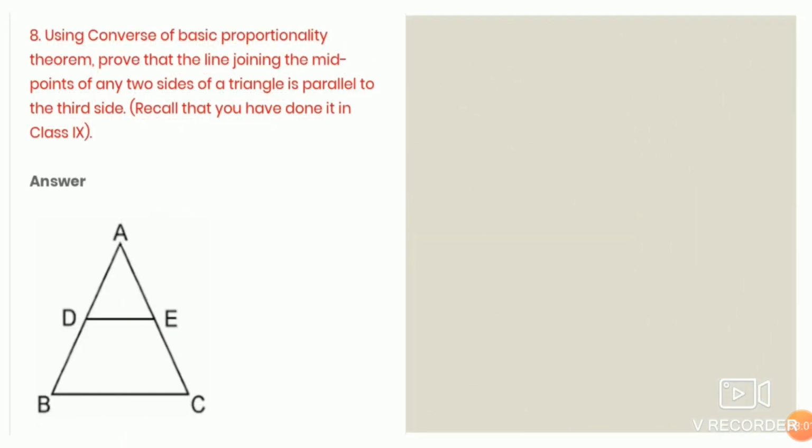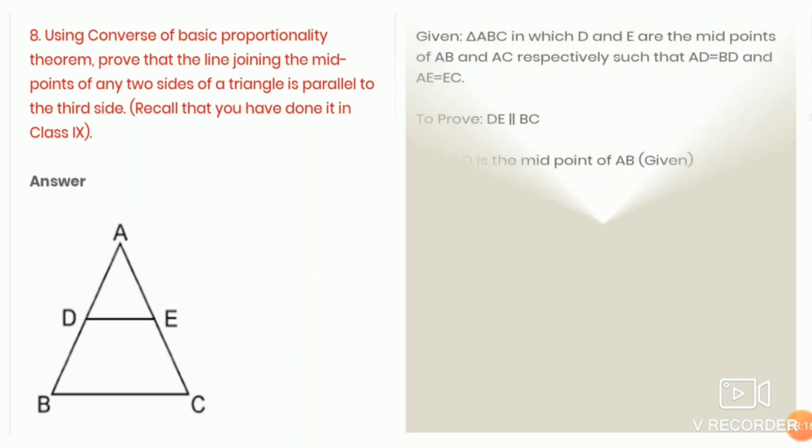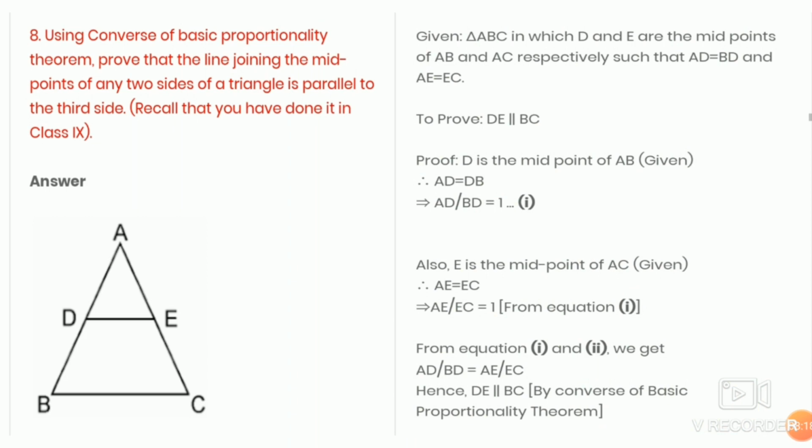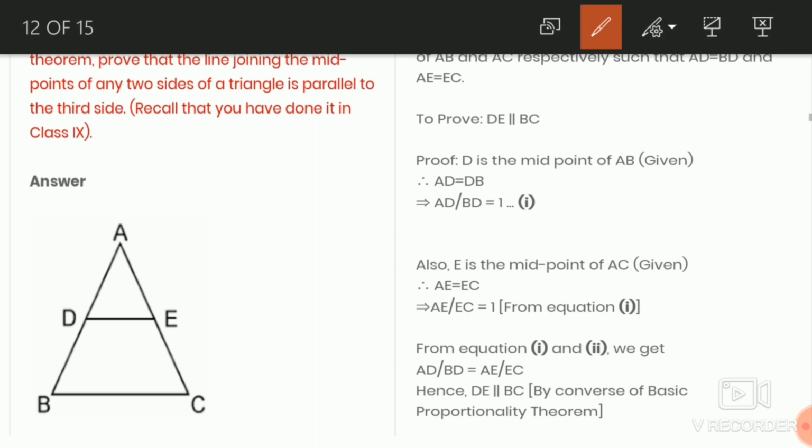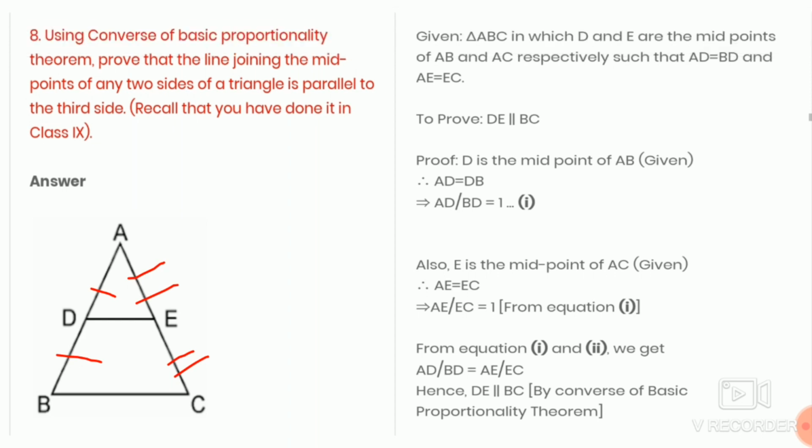Question number 8. Using converse of basic proportionality theorem, prove that the line joining the midpoints of any two sides of a triangle is parallel to the third side. Okay. So in this case, it is given that D and E are midpoints of the sides of triangle ABC. So we can easily write AD is equal to DB. And here, since E is the midpoint, AE is equal to EC. We'll write so.